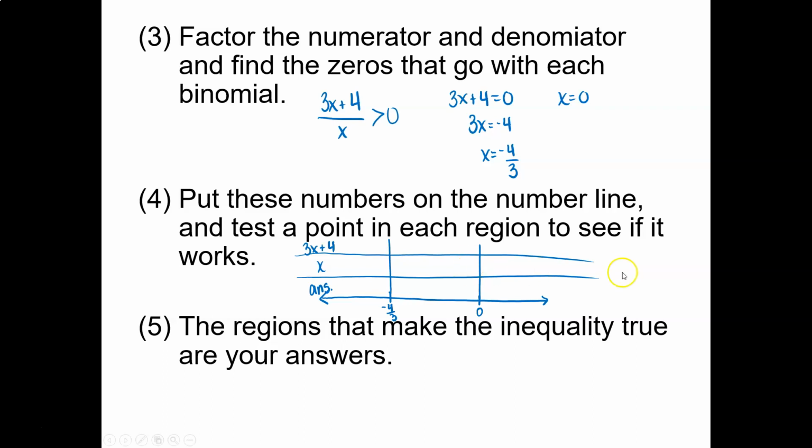Okay, are we okay with putting everything on the chart? All right, so whenever you fill out this chart, essentially what you're doing is you're picking a number in each one of these regions and plugging it into that factor right there to see if it's positive or negative. So like, Leah, give me a number less than negative 4 thirds. Negative 2. So if I plug in negative 2 right here, 3 times negative 2 is negative 6, plus 4 is negative 2. Right, so I get a negative, so I put a negative here.